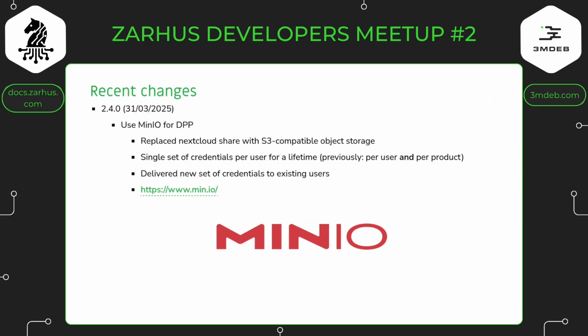Then at the end of March, we had quite a big change. So we have been migrating our Dasharo Pro package source from the Nextcloud share to MinIO, which is like a self-hosted S3 compatible object storage solution. So right now we are using a single set of credentials per user for a lifetime. So once you buy any kind of DPP package, you are granted basically a set of credentials, as you typically are when registering to some product.